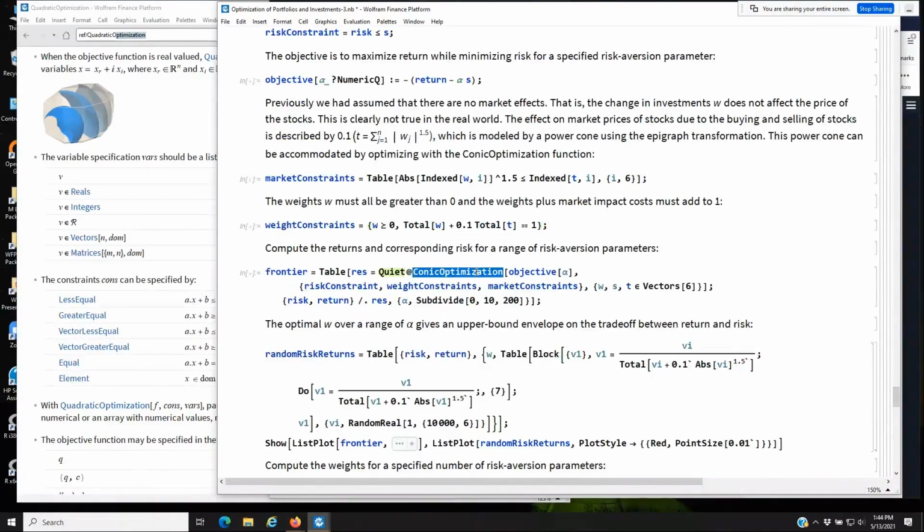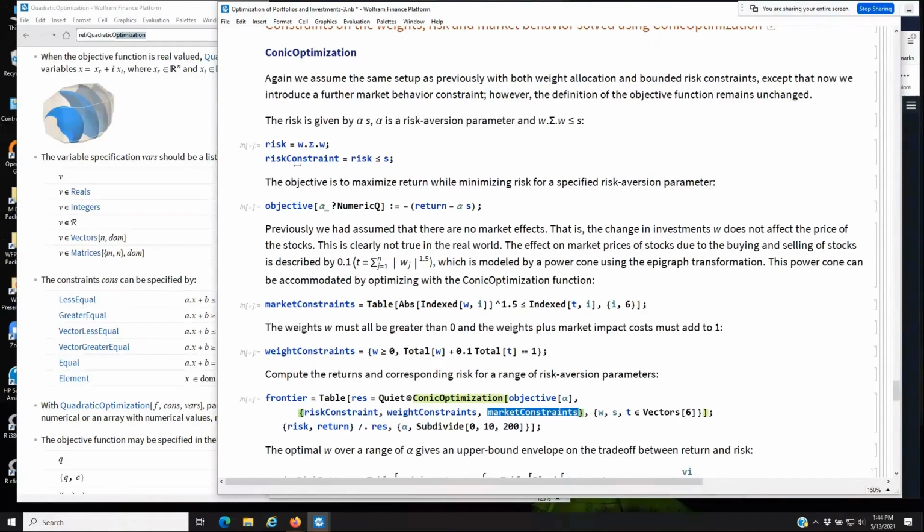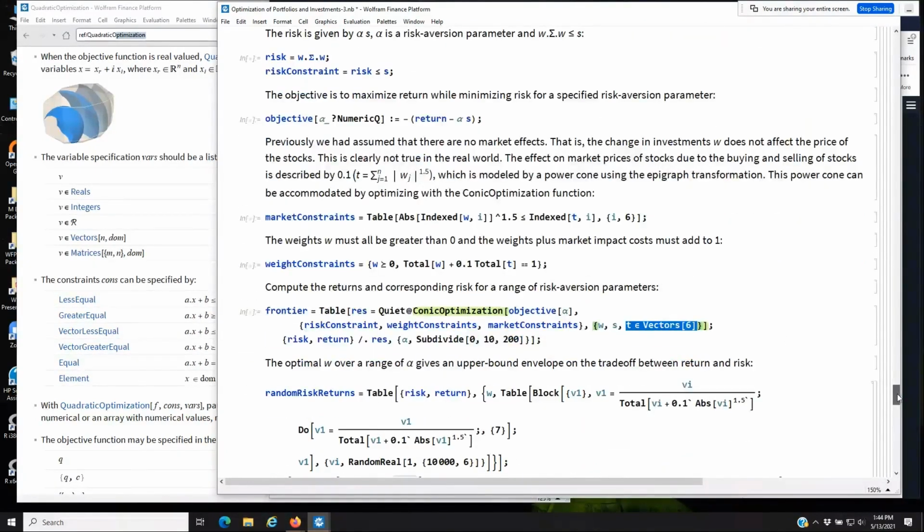So now it'll be just like before, except we're using ConicOptimization. Our objective function remains the same, but we have these market constraints. And now for our variables, we've got 3 sets of variables. We've got the allocation variables, W. We've got the upper bound to the risk, and we've got T, which represents our upper bound market constraints.